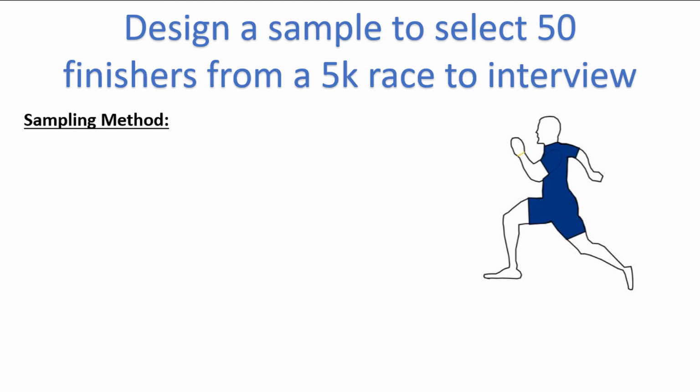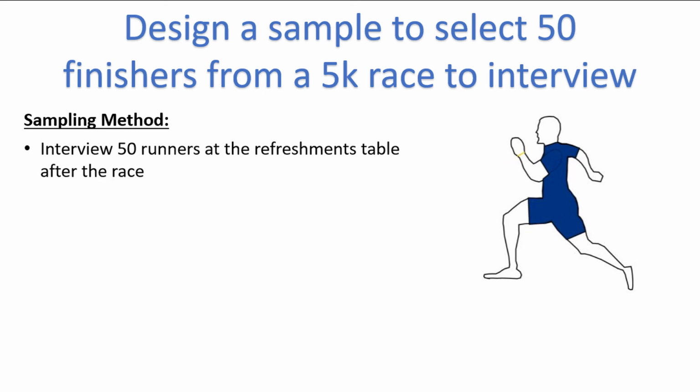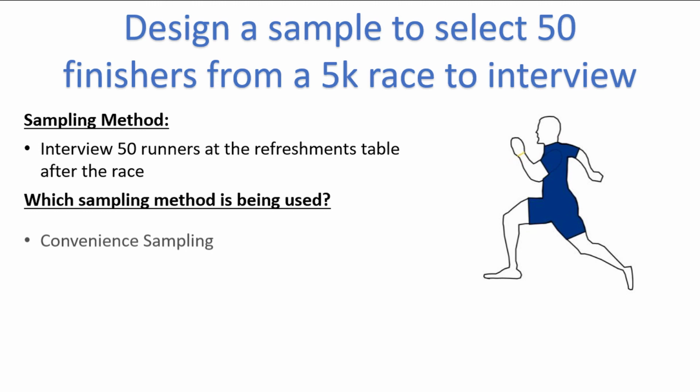Next, assume that we were to stand outside of the refreshments table after the race and survey the first 50 runners that we can find. Which sampling technique is this? The answer is convenience sampling. In this example, we aren't using any method to attempt to randomly select the runners. We are just letting those interested in answering the survey approach us to participate.